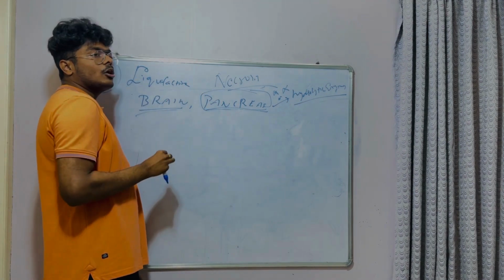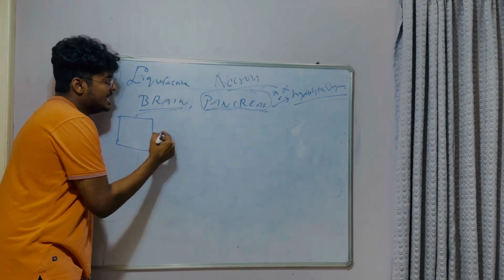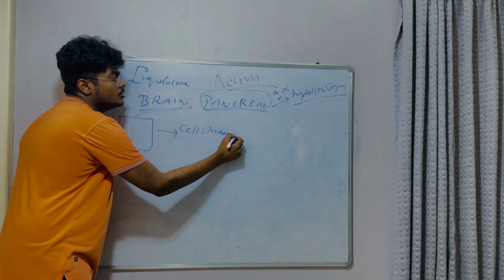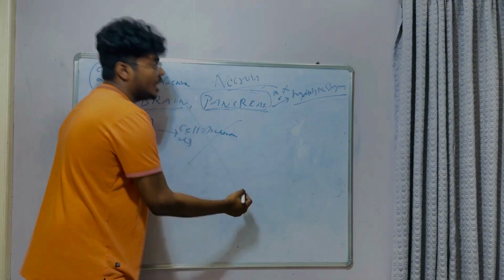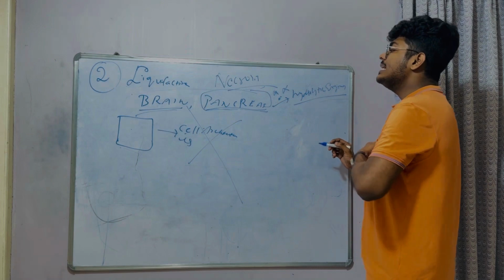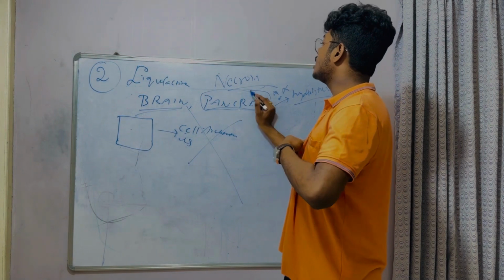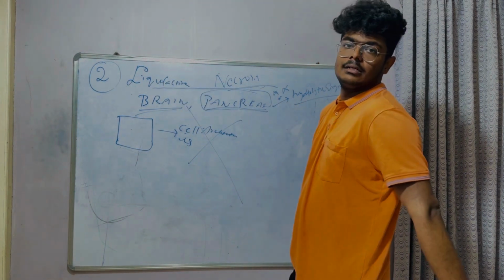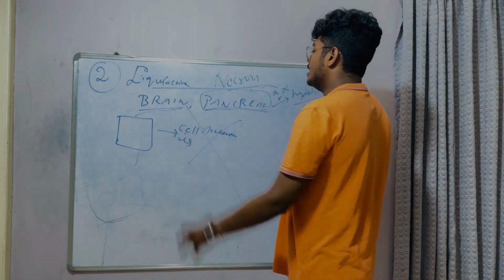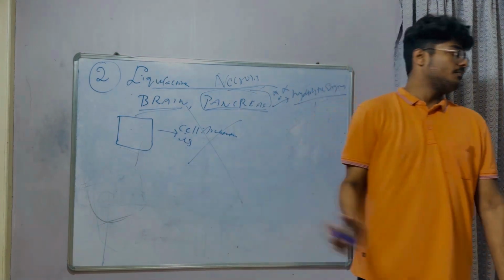Under liquefactive necrosis, what happens? The cell structure, or the cell architecture, is not preserved. Due to hydrolytic enzymes, it starts breaking down and causes liquefactive necrosis. This is seen in brain and pancreas, where cell architecture is not maintained.